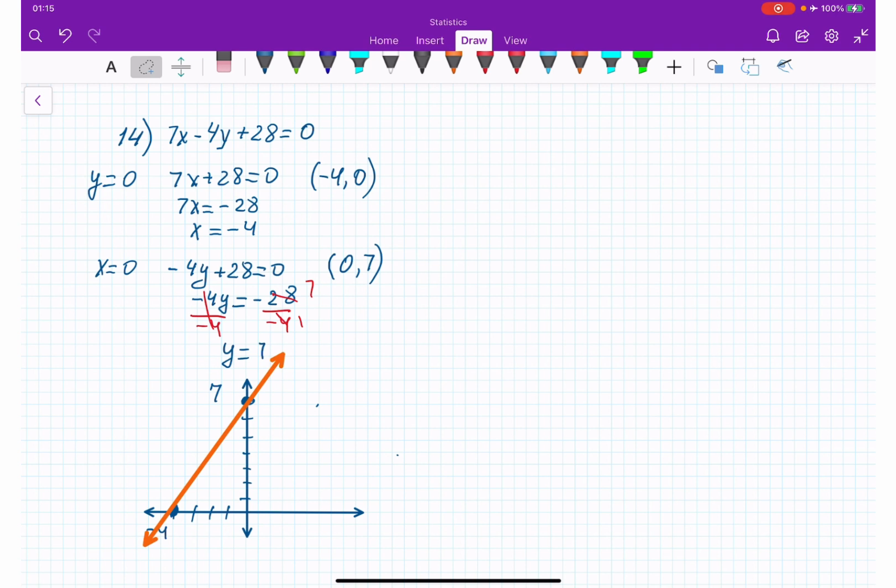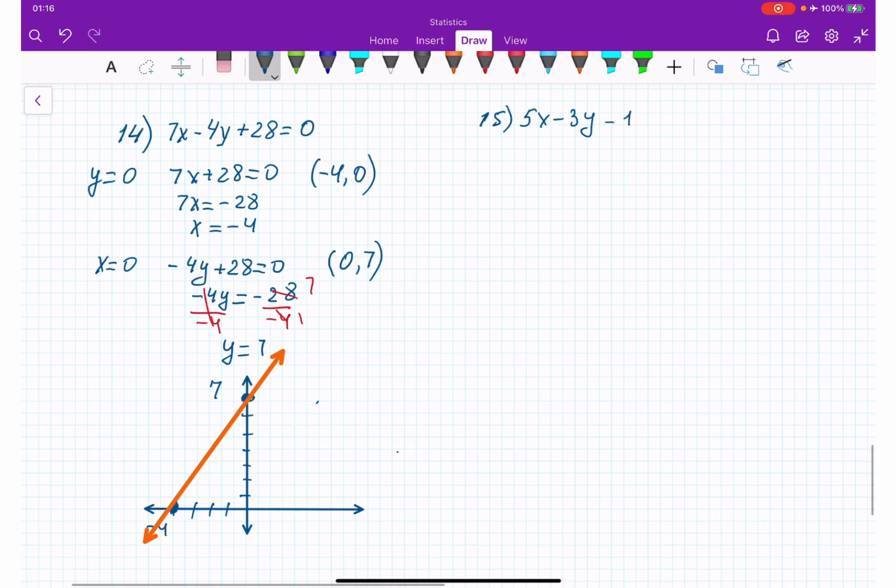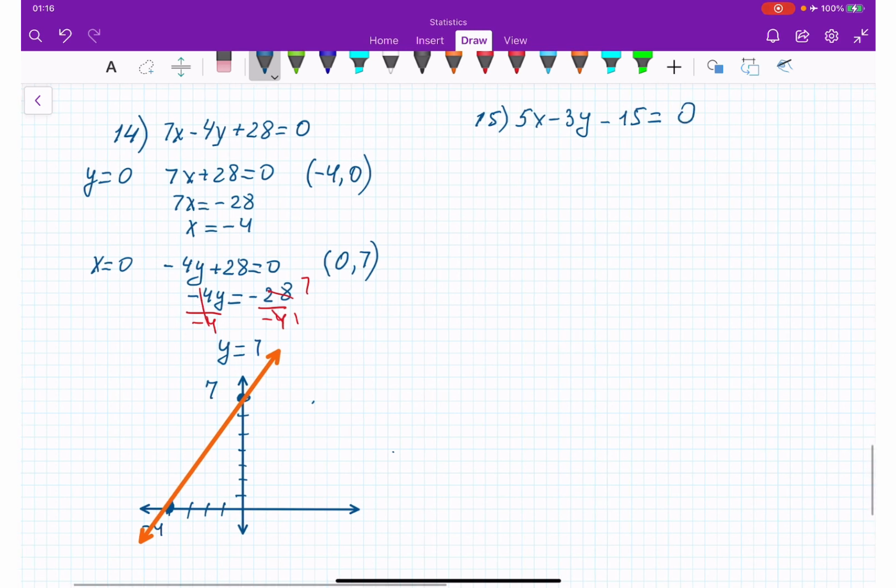Question number 15, another one using intercepts. I pick 2 of each type so we can practice and you feel more comfortable with working with this method also. We have 5x minus 3y minus 15 is equal 0. Okay, we are using method of intercepts. Again, it doesn't matter which one you take first, x is equal 0 or y is equal 0. So let's take this time x is equal 0.